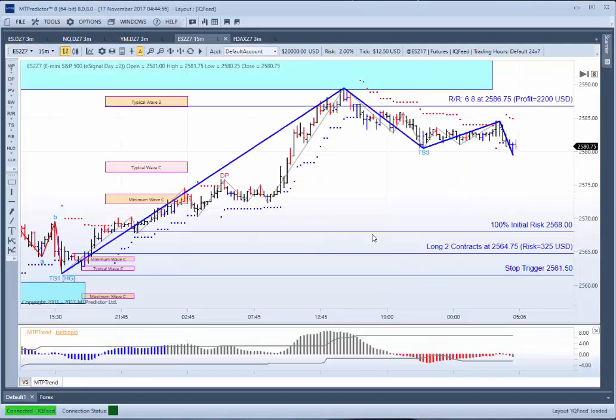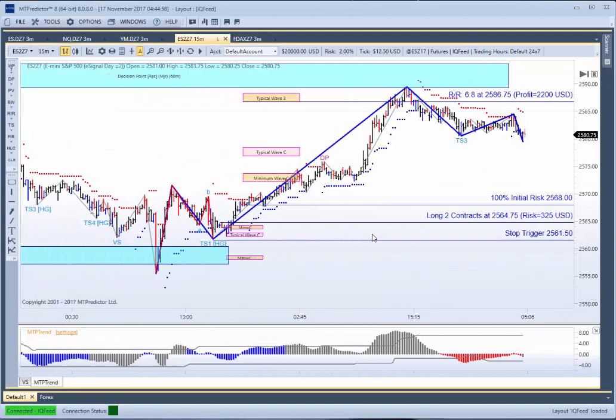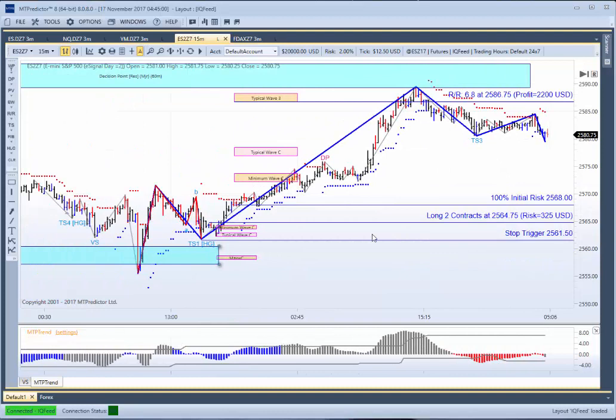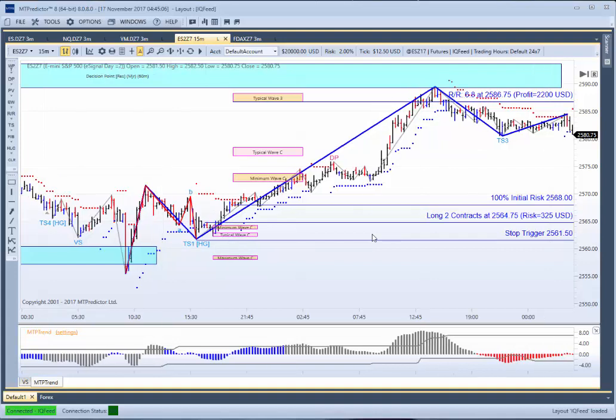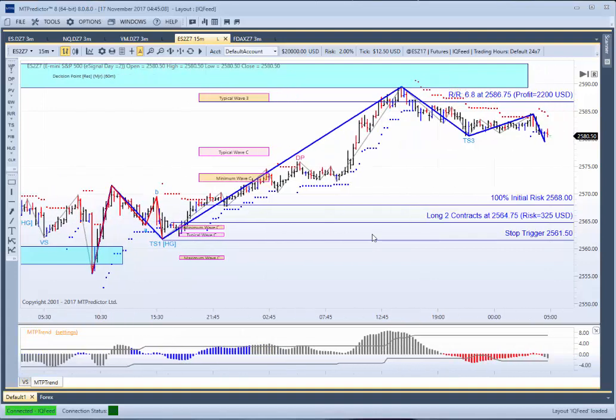So this is why I suggest that you should look at the larger degree time frame chart for your support and resistance zones, and not just follow MTPredictor blindly as a black box system. When you do understand what you're doing and actually can apply this well and can use the higher time frame support and resistance, you can get some lovely trade setups like this one here.